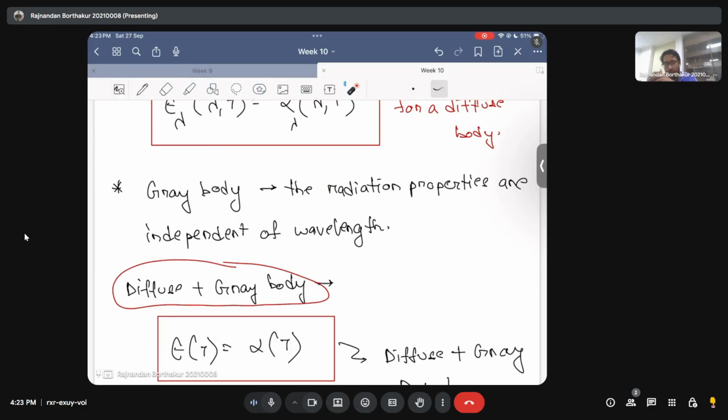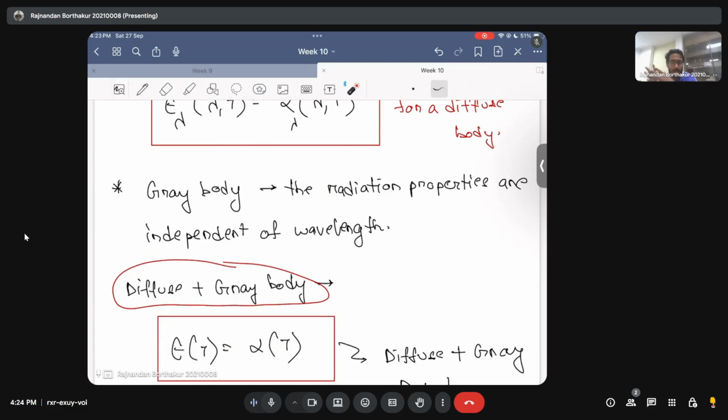And then we went into the idea of a real body, and we first defined the total emissivity of a real body. From there, we defined the spectral emissivity of a real body. And after defining the spectral emissivity, we also saw the spectral directional emissivity written in terms of the intensity of radiation.